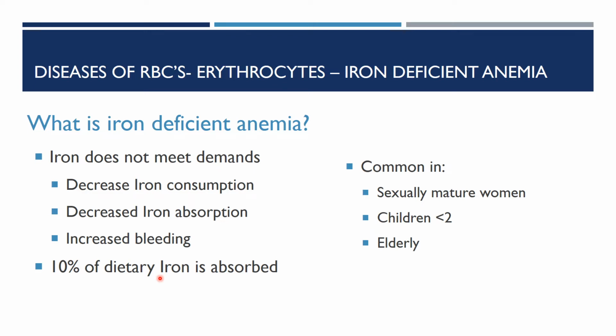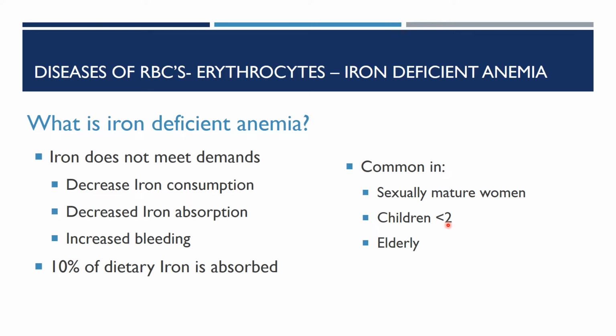Why menstruating women? They're losing a fair amount of blood every single month, and so they have to, in turn, produce new hemoglobin and new red blood cells every single month, and they have to have enough iron there to be able to make sure that it's possible. Children less than 2, this is a really common problem. They usually just have too little iron in their diet to fulfill the needs.